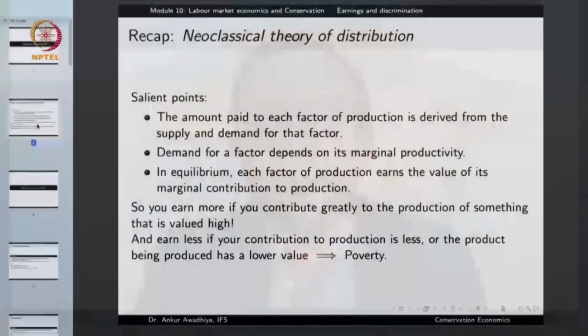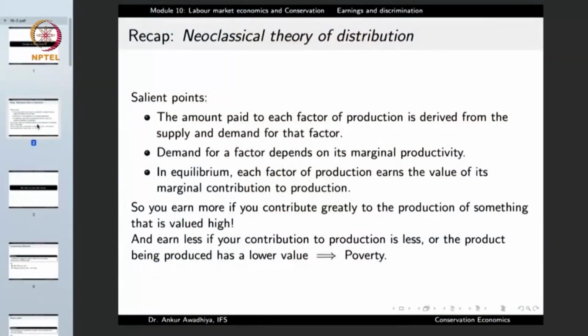And a good example is a person who is working for the security of the premises where the software is being made. So this person is not putting a very major share of contribution in the making of the software, and in that case, the wages that are offered to such a person will be much lesser than the wages that are offered to a software engineer who is actually making the software that is valued high.